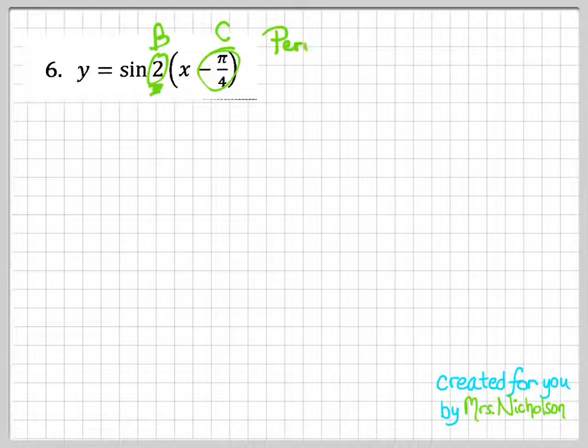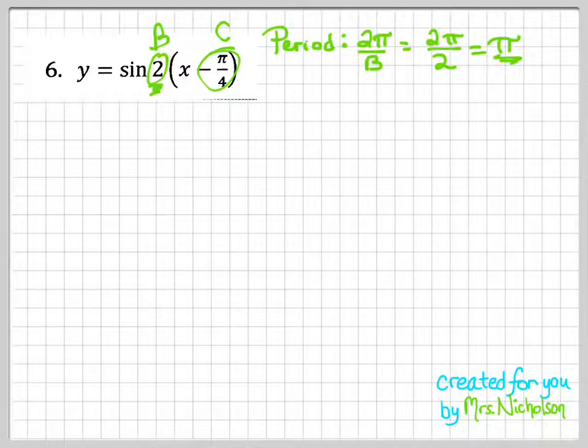So I want to write out what those are going to do to my graph. First of all, our period for the graph is going to be 2 pi divided by b. So in this case, 2 pi divided by 2, which is going to equal pi. So that means that when I sketch my sine graph, I need to complete a full cycle in pi units. Pi is my period. And then I've got a horizontal shift here. I'm shifting to the right pi over 4.